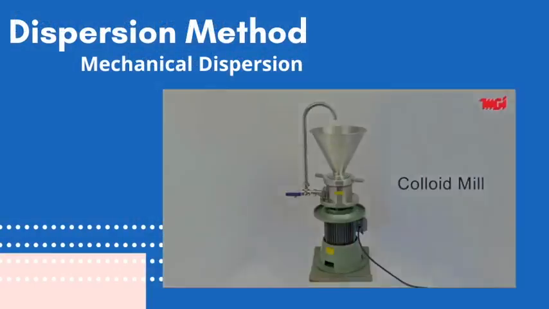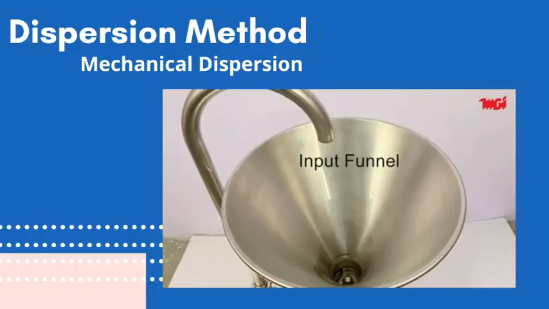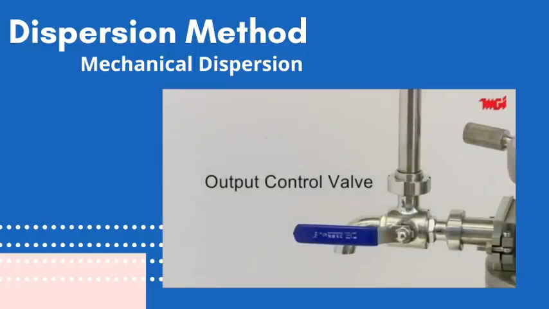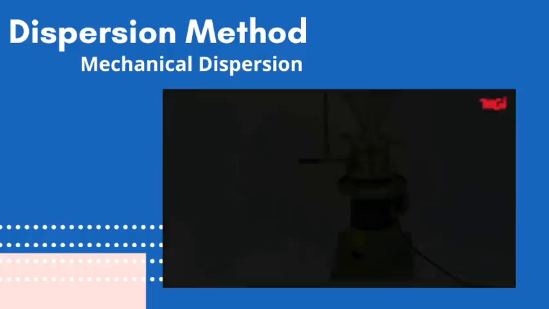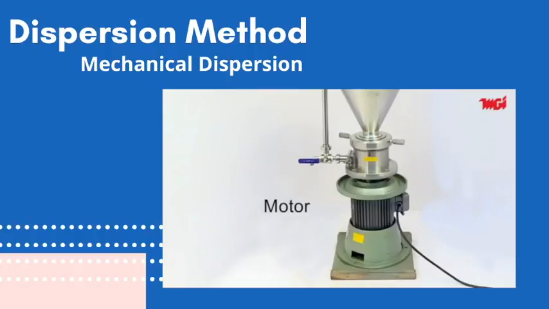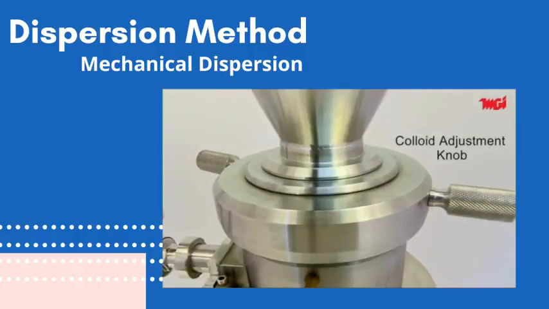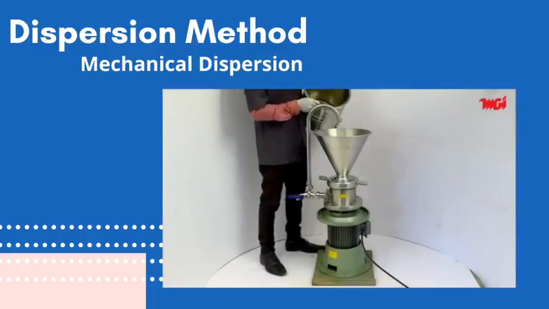Okay, the first technique in dispersion methods, which is mechanical dispersion: the substance to be dispersed is suspended in the dispersion medium and then ground to the final state by mechanical means. The bigger size particles, which is the suspension, change into smaller size colloids.